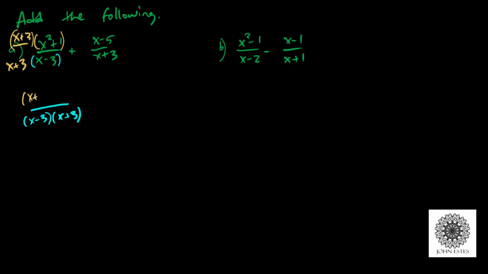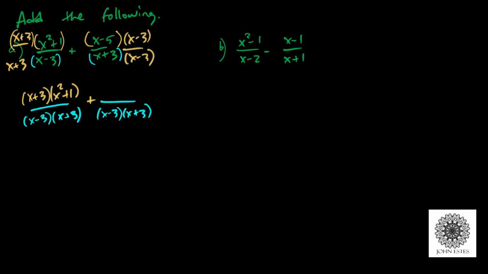So I'm going to have x plus 3 times x squared plus 1 in the numerator over x minus 3 times x plus 3. Now for my second one, it's a similar idea, and I think, what do I need to multiply by x plus 3 in order to get x minus 3 times x plus 3? We can see quickly that the thing that's missing is the x minus 3. So I just multiply in x minus 3. Then the numerator of my second term is x minus 5 times x minus 3. Now all I need to do is FOIL out the numerators.